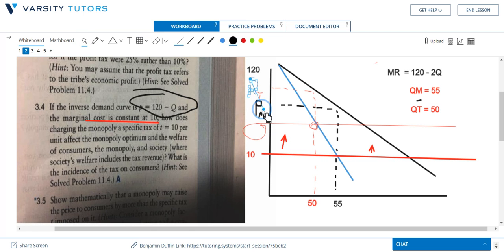So let's now figure out the price, because we can figure this out now too. The original price was based on 55. If 55 was the quantity, then we would do 120 minus 55. I'm going to do a little bit of math in my head, so forgive me if I get this wrong. That would be 65. But then the monopolist dropped it back to a quantity of 50, and 120 minus 50 is 70.